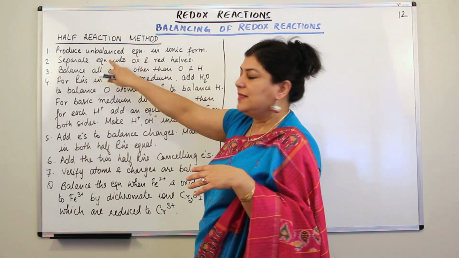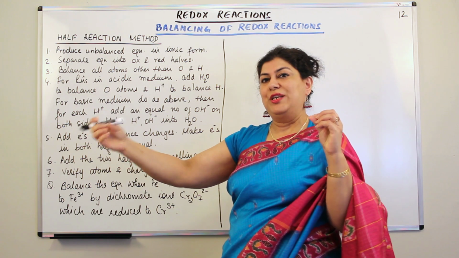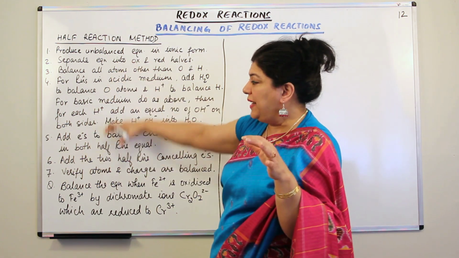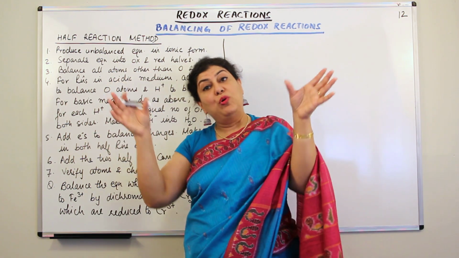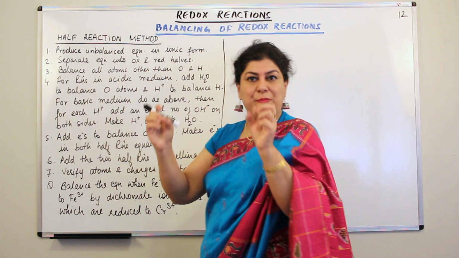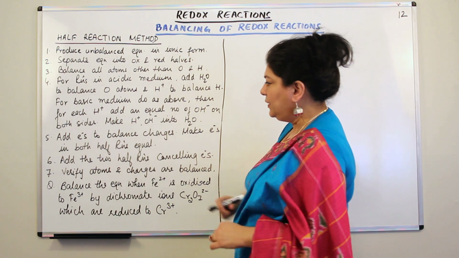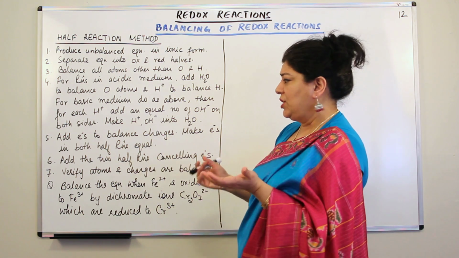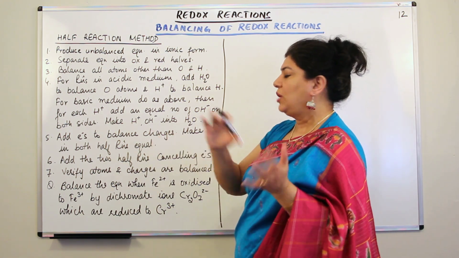Remember what we did in the second step? We separated the equation into two half reactions. The remaining steps you're going to carry out for both the half reactions, so you are simultaneously balancing both the halves. So you add electrons to balance charges, in both half reactions.